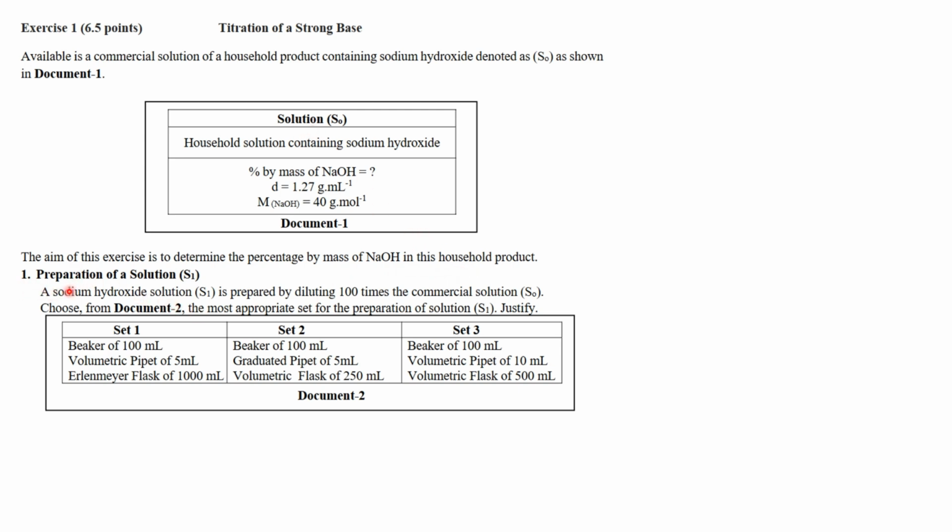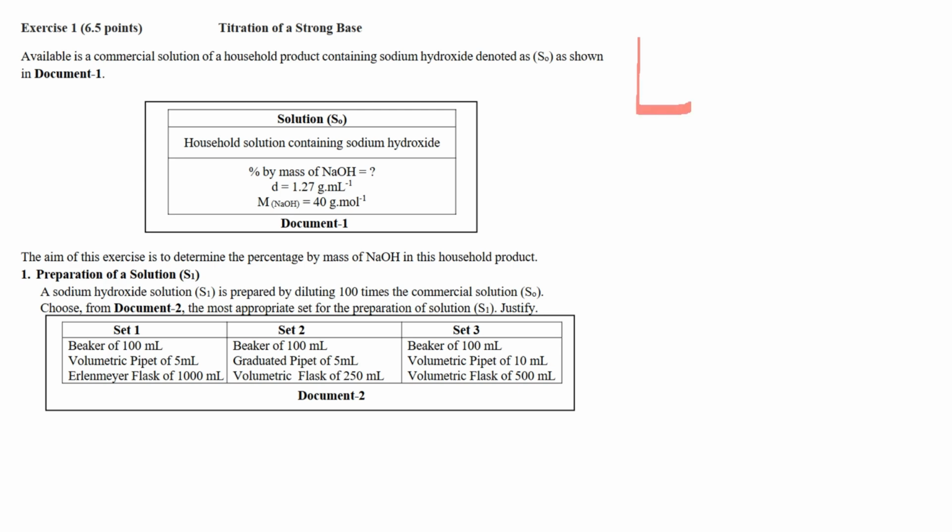In the first part of this exercise, we need to prepare a solution S1. This solution is prepared by diluting 100 times the commercial solution S0. And we need to choose from this document the most appropriate set that will help us prepare the solution S1. Okay, so to start, let's talk a little bit about the dilution process.